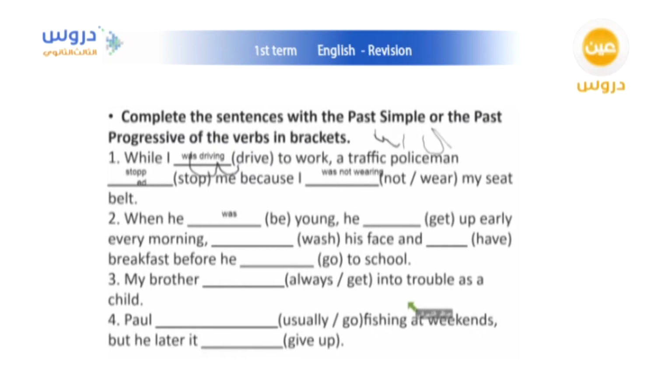Thank you. When he was young, he get up early every morning. Isra, was getting? Okay, good try. What is the past form of get? The verb got. Yes, good job. Good job, Umar, Isra. Yes, so got. Here we should write got.